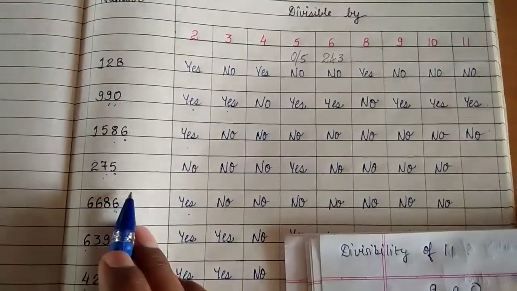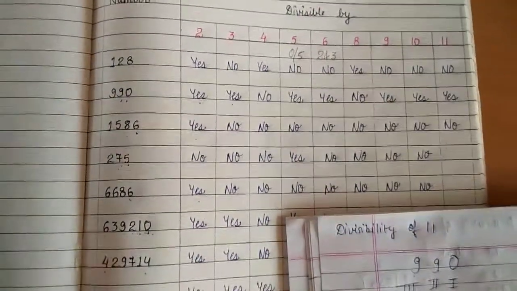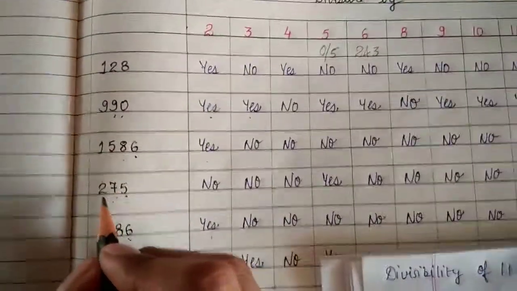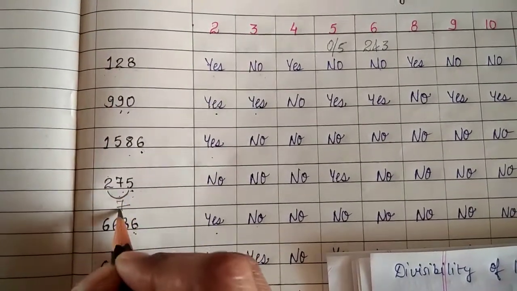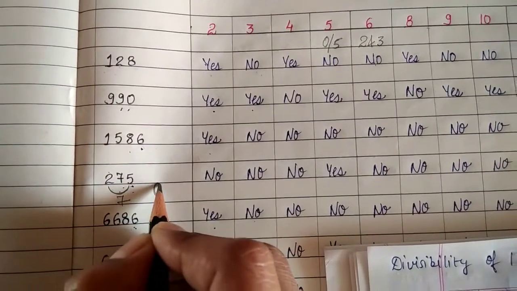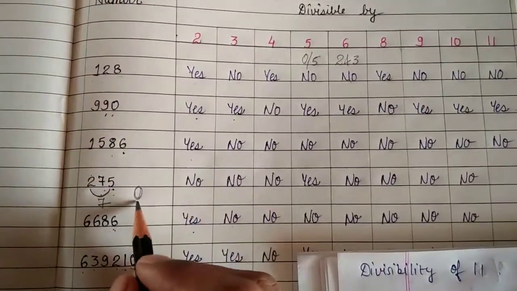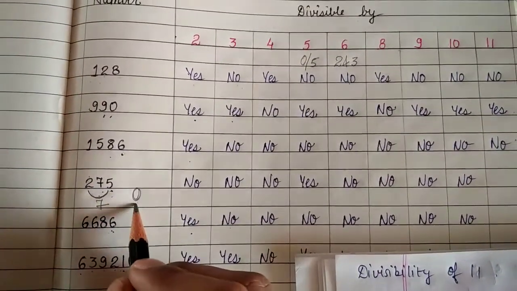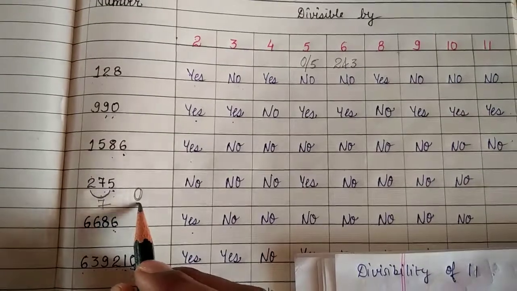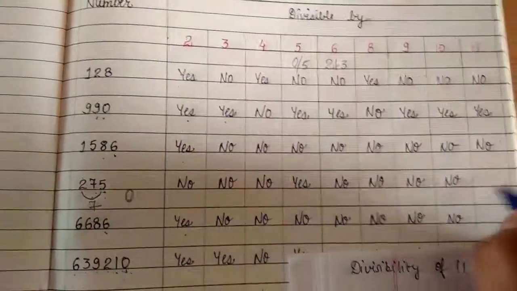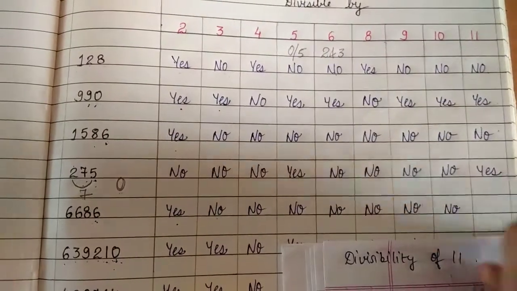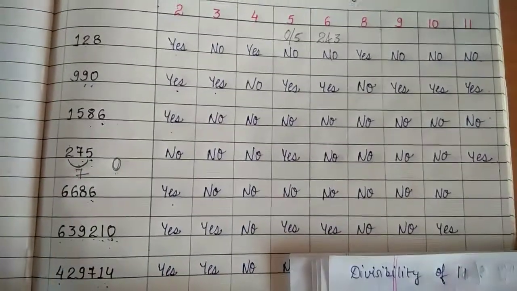Then we have 275. Simply we will add 2 and 5. What do we have? 7. And 7 minus 7 is 0. So we needed either 0 or a multiple of 11. Then the number is divisible by 11. It means yes, this number is divisible by 11.